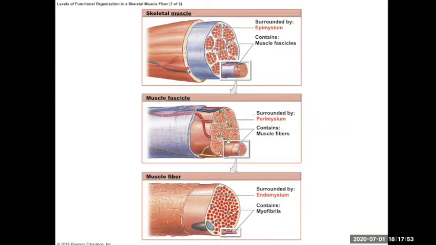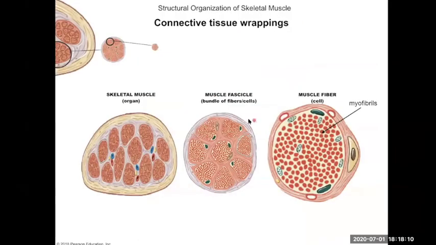Perimysium is the connective tissue surrounding the fascicles, really making up the fascicle. And then around each muscle fiber is an endomysium. Right, so epi, peri, and endomysium. Those are the connective tissue layers. So here they are again.